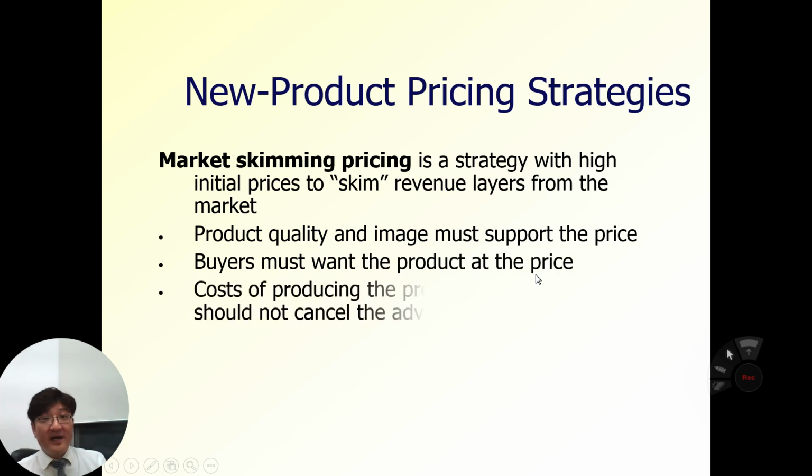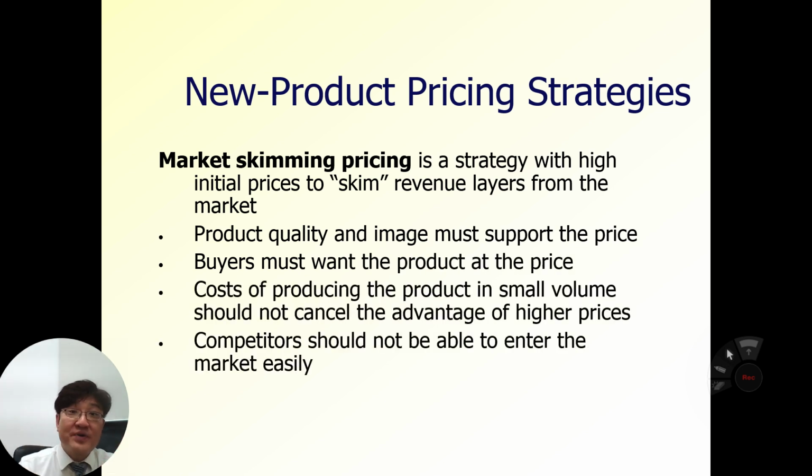Let's talk about the new product first. When you enter the market with a new product, you can choose two types of pricing. The first one is market skimming. Skimming comes from skimming the milk. If you want to make cream in the traditional way, you pour the milk in a leather bag and stir it, then the cream or butter floats onto the top of the milk and you skim it. That is the skimming.